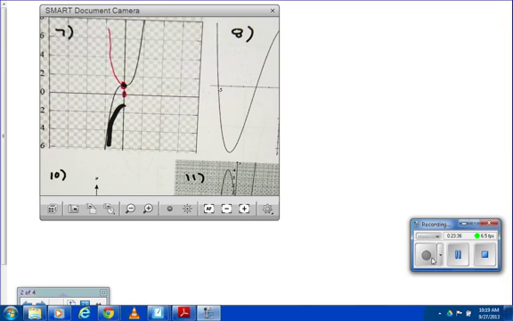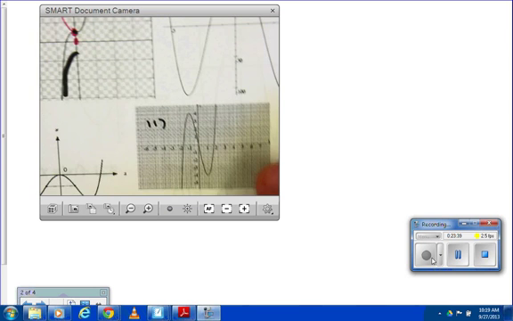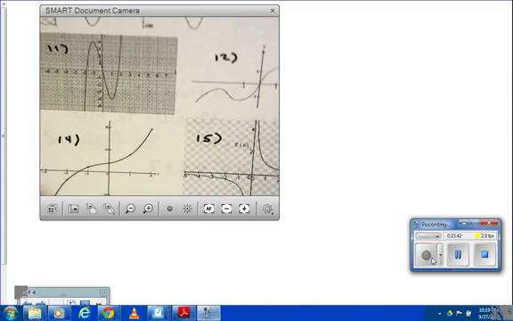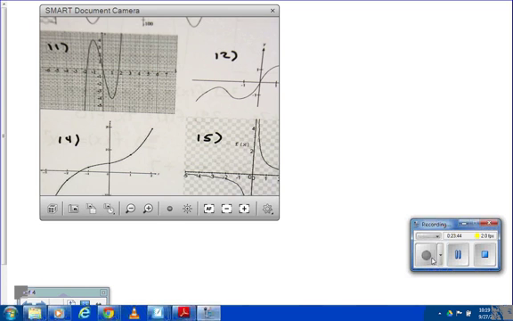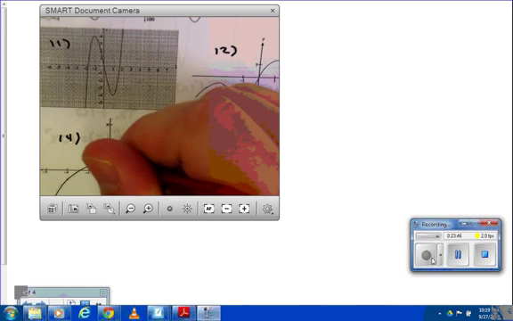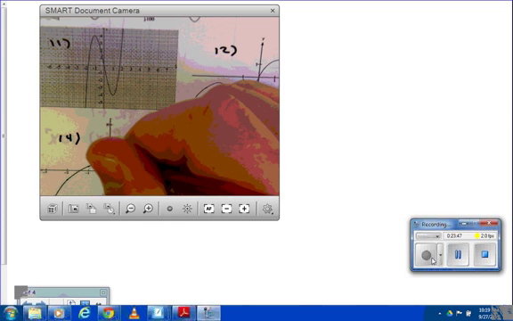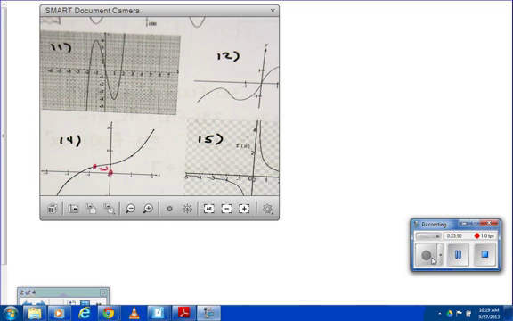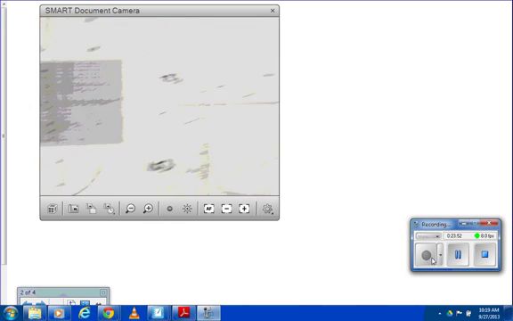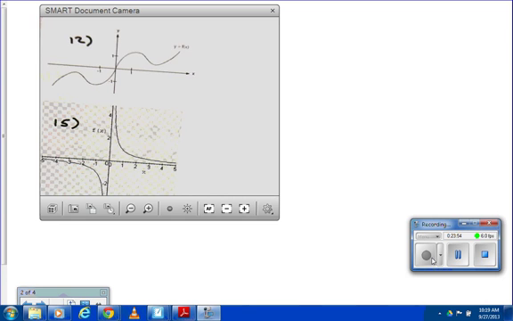14 is kind of like 7. So what you need for this one, your inflection point is like right here. If that was at the origin, it would have been odd. 15 was odd.